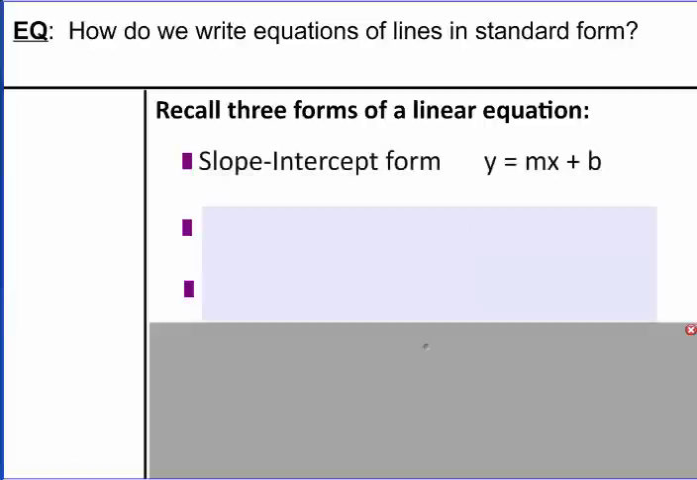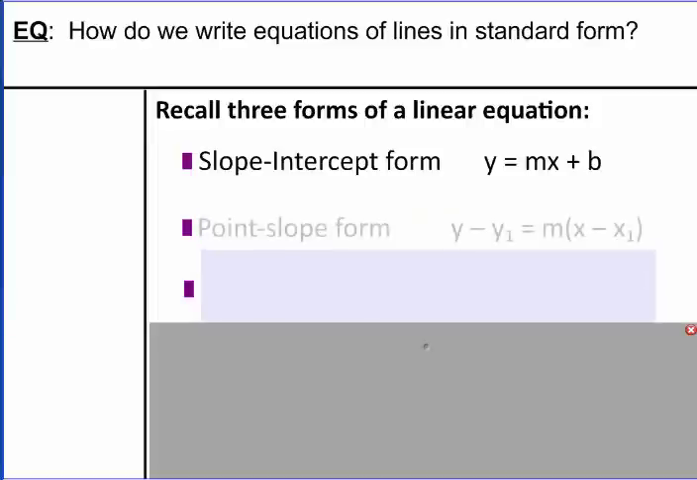Slope-intercept form. This was the first one that we learned, and we learned it in Standard 5 when we were graphing linear equations. And then we used it recently to write equations given 2 points, given the slope and a point, and finding the y-intercept. Also using some function notation and writing equations in slope-intercept form. So that's y equals mx plus b.